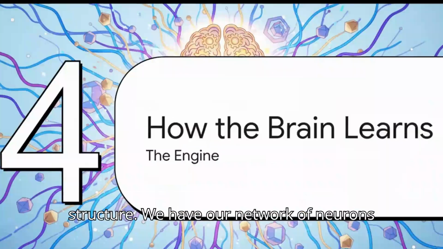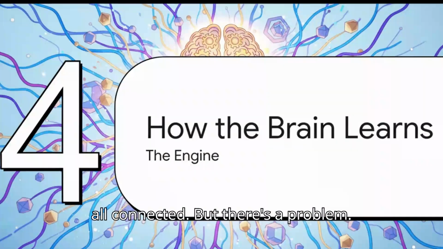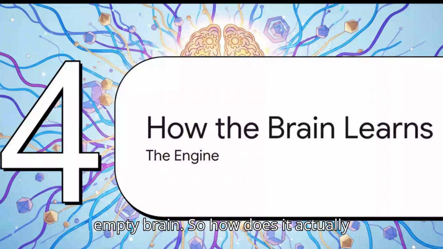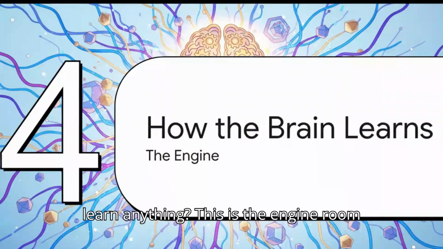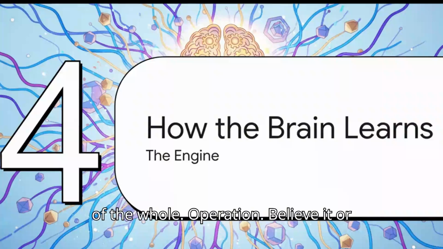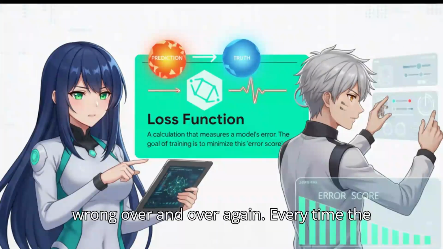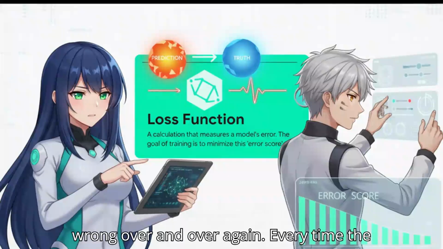We have our network of neurons all connected. But there's a problem. It's a complete blank slate. It's an empty brain. So how does it actually learn anything? This is the engine room of the whole operation. Believe it or not, learning for an AI starts with being wrong, over and over again.